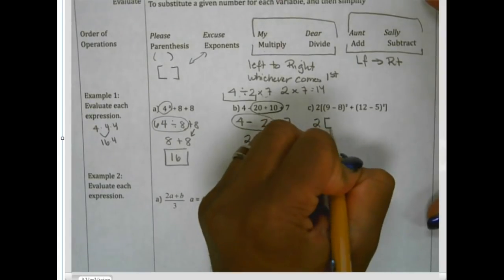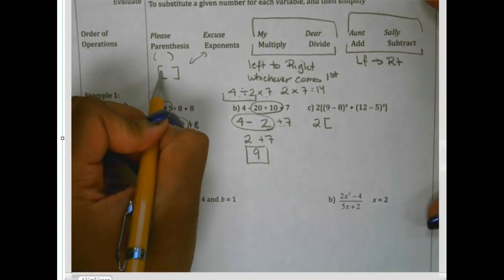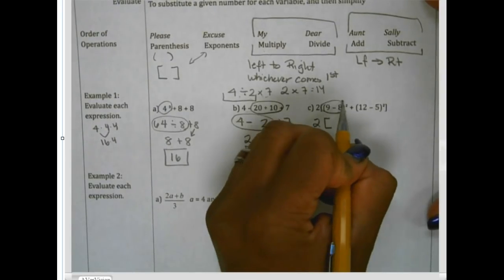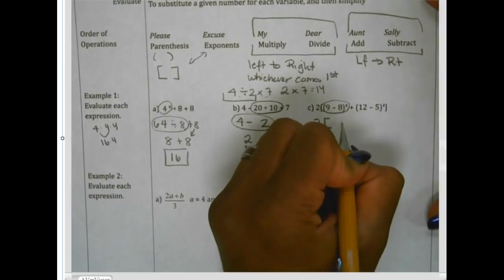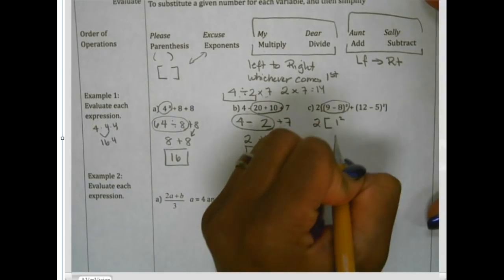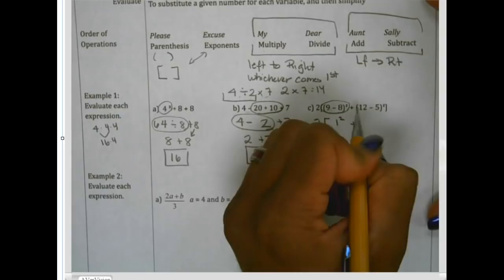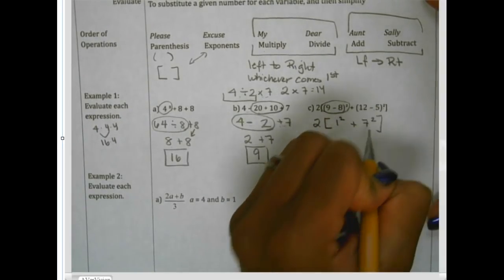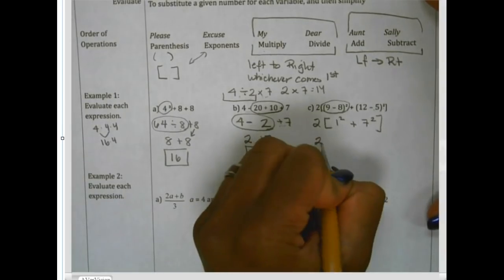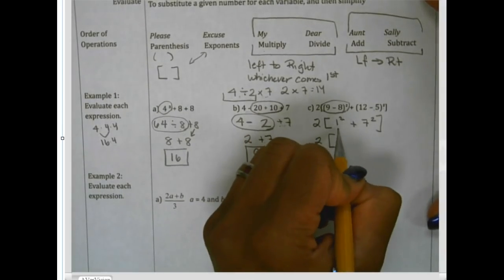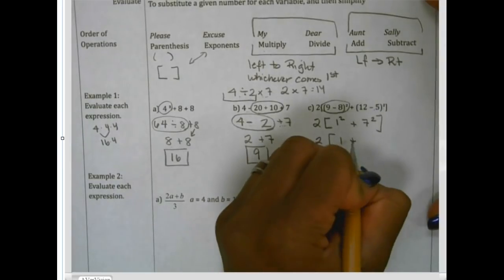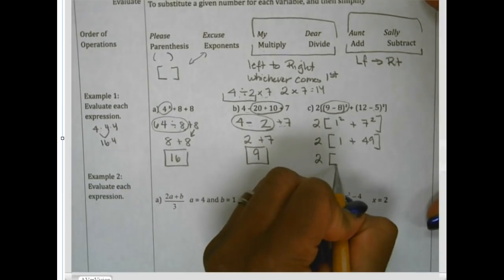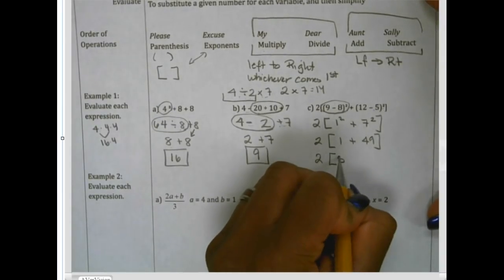This is 2. I'm supposed to do my grouping symbols first, and I have brackets. And in these brackets, I have more grouping symbols, which are parentheses. So 9 minus 8 is 1 squared, plus 12 minus 5 is 7, and then I still have that squared. Can I add first? Heck no, tech no. I'm going to go ahead and do my exponents. 1 squared is 1. 7 squared is 49, believe me. And then I get 2 times 1 plus 49 is 50.